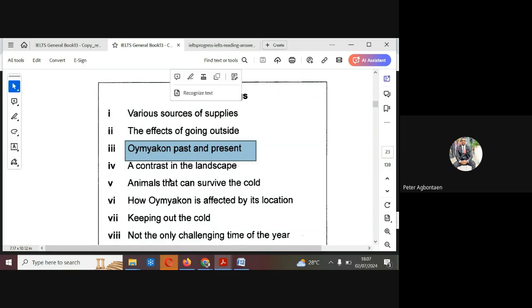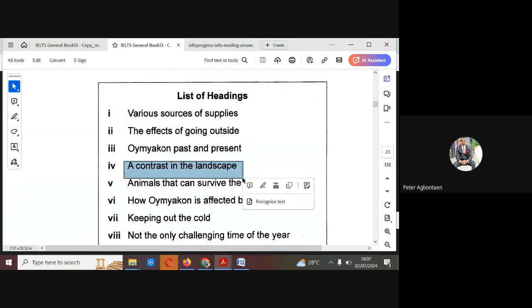Now, the next heading says a contrast in landscape. Now, when we say landscape, we actually mean topography. Okay, and if I break that down further, it means the way the land is, the shape of the land. That's the meaning of landscape, the shape of the land. And so here they said a contrast. So when I say shape of the land, I mean is the land rough or is it smooth? Is it high or is it low? Things like that.